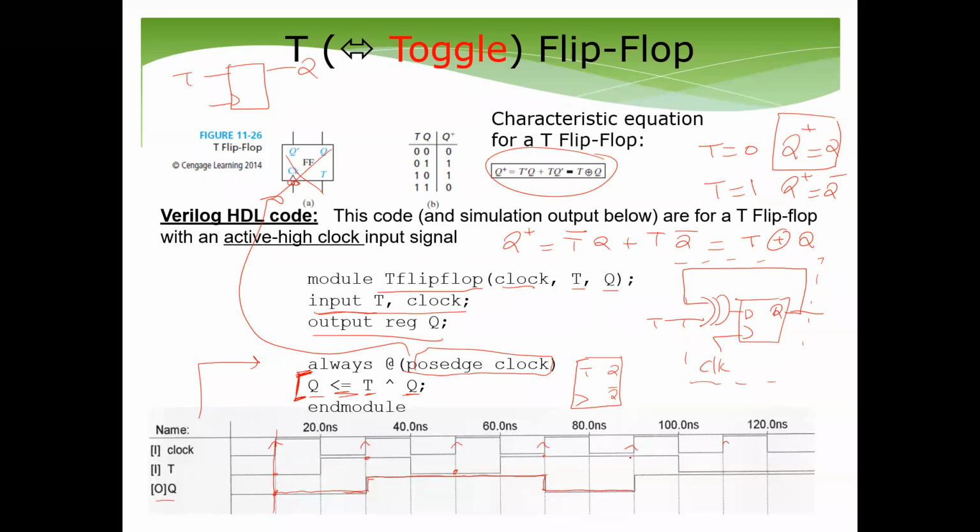Next positive edge, T is equal to 1, complement up until here. T is equal to 0, meaning hold. Okay, so this timing diagram is showing a positive edge triggered T flip-flop. Okay, which is following exactly this module.